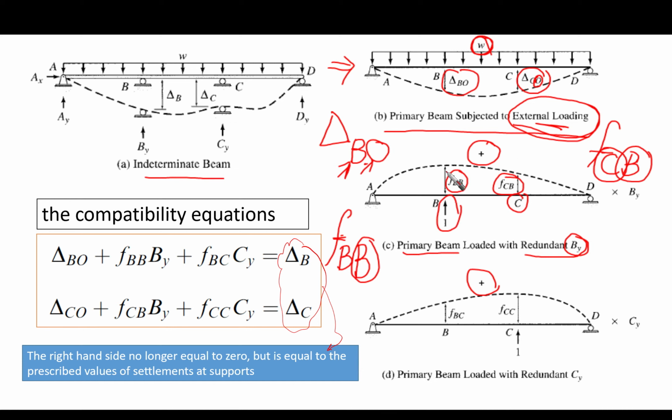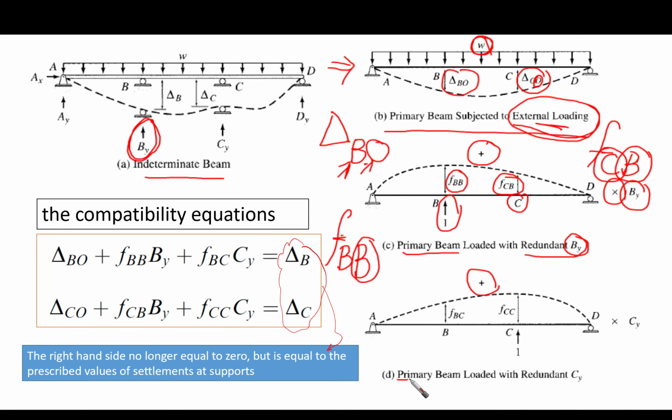This system is going to be multiplied by the redundant itself, which is what we are talking about. We have the reaction here, which is this reaction. Okay, so now let's go to the next part, which is the next system.